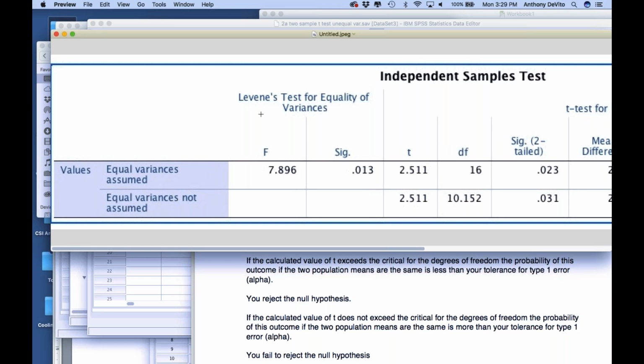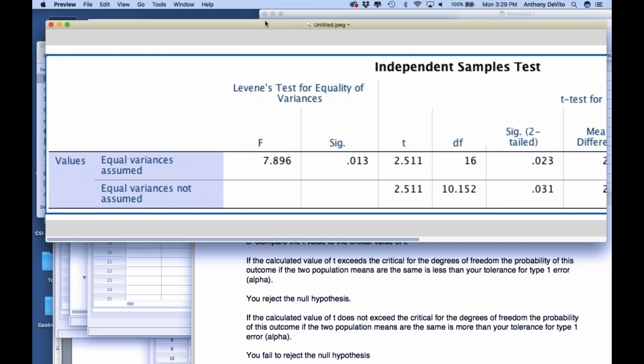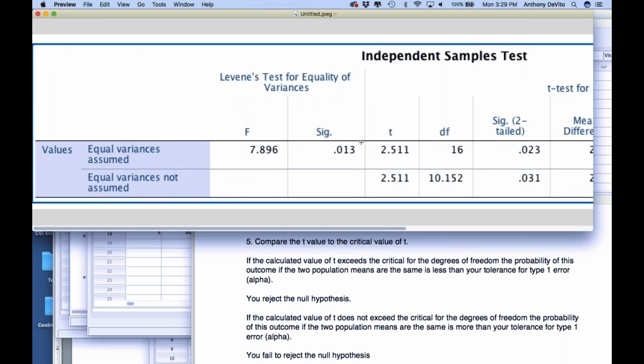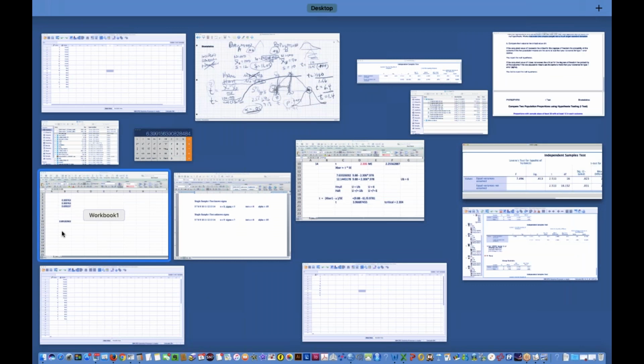But again, the values are not all that different, and most of the time, you won't see much difference anyway. So what's the t-score? The t-score is 2.51. What's the degrees of freedom? The degrees of freedom are 10.152. If I go to my t-table, I can see what my critical value is going to be for t, for 10 degrees of freedom. Okay, that's what SPSS calculated using that wacky formula.